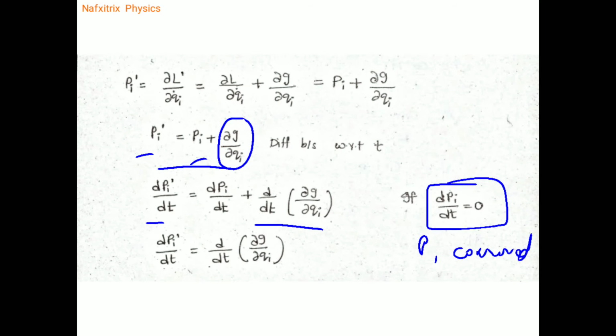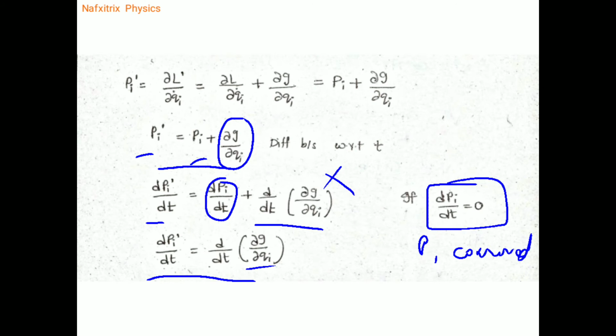Then we see that pi dash is this. Even if this term becomes 0, we can't say whether this other term becomes 0. We can't say that ∂g/∂qi is constant in time. We cannot say from the given function, because g is a function of both qi and t.